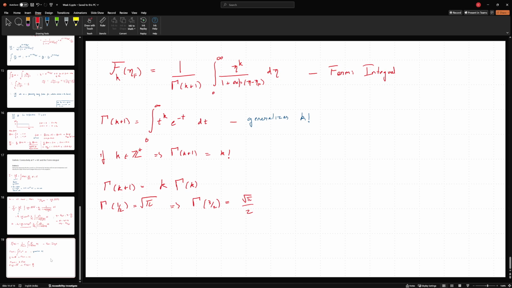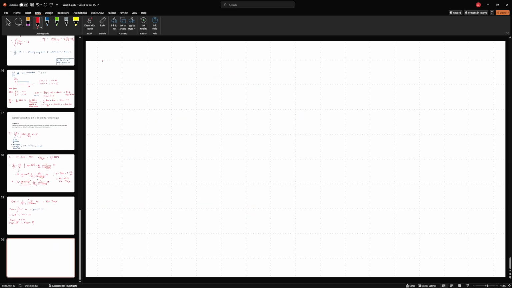So let me make a new slide. Therefore, G is equal to G naught into 2W by H, 2M star KBT, whole power half, into gamma of half plus 1, which is gamma 3 by 2, which is root pi by 2, into dou by dou eta f of the Fermi integral of order half, function of eta f. So this is what we have.